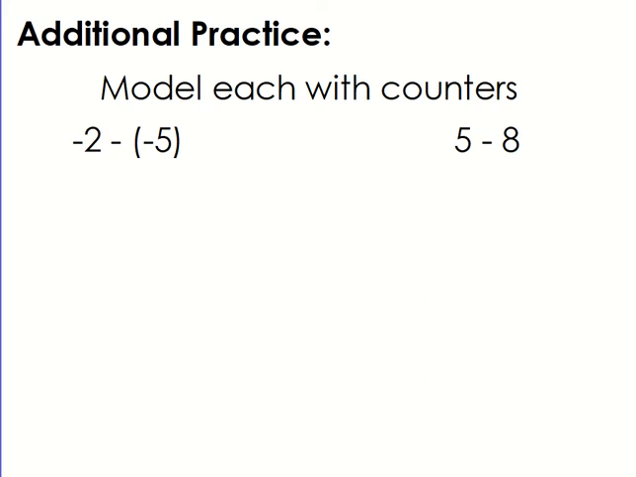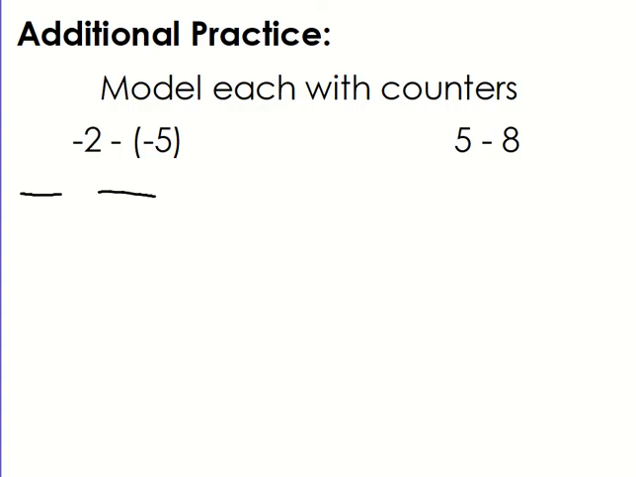Okay, this problem's a little different. We have to start with negatives. Okay, so we're going to start with negatives. So -1, -2. They want me to take away -5. I only have 2. I need to somehow get -5 counters to take away.